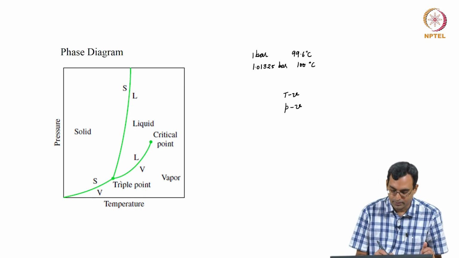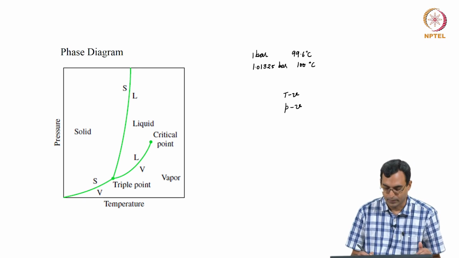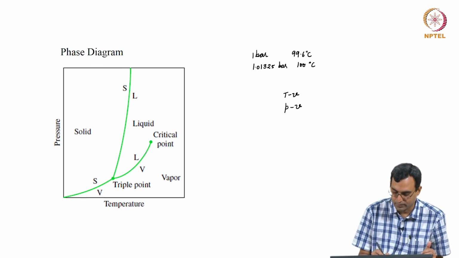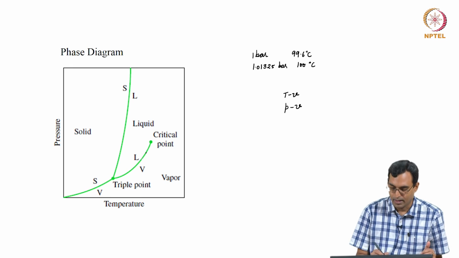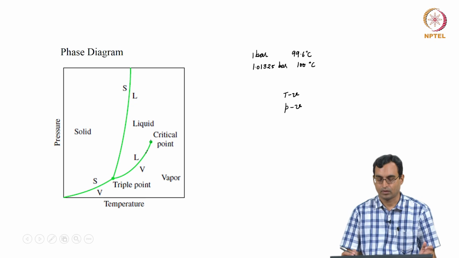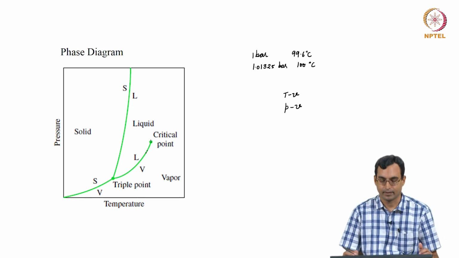For example, over here this line represents the saturation line for a liquid vapor combination. This could be a pressure of say 1 bar and a temperature of say 99.6. This could be a pressure of 1.01325 bar and a temperature of 100 degrees centigrade and so on. And this topmost one is a critical point whose value we will look at shortly, but the pressure is about 220 bar and the temperature is about 374 degrees centigrade.